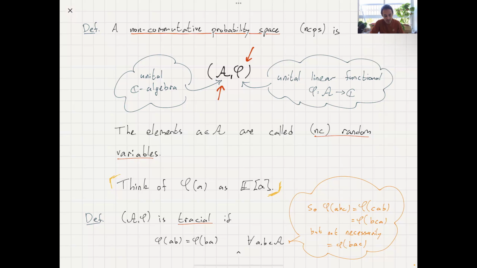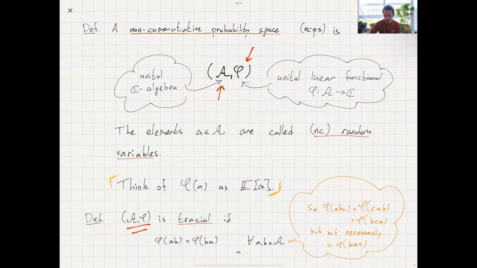Now, in many cases, phi is going to have a property that will be useful for some of the proofs that we will need, and that's traciality. So a non-commutative probability space is said to be tracial if phi of AB is phi of BA. So you can change the arguments of phi cyclically, and the value stays the same. Now, it's not that AB equals BA, right? It's just that phi of AB equals phi of BA. The random variables do not necessarily commute.